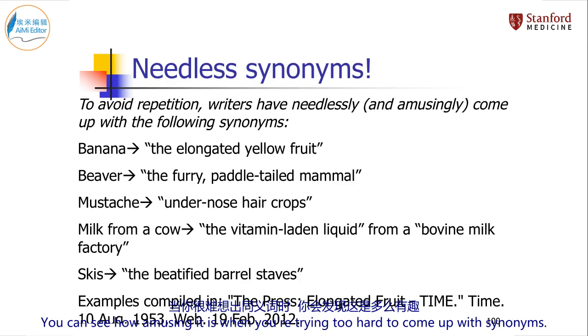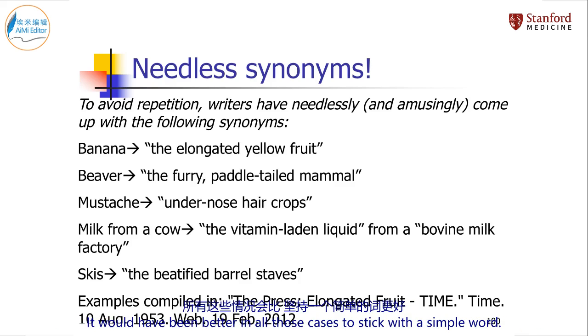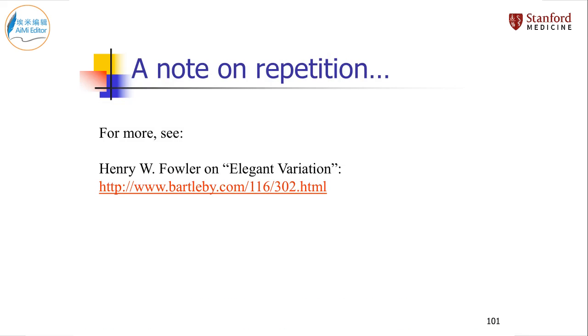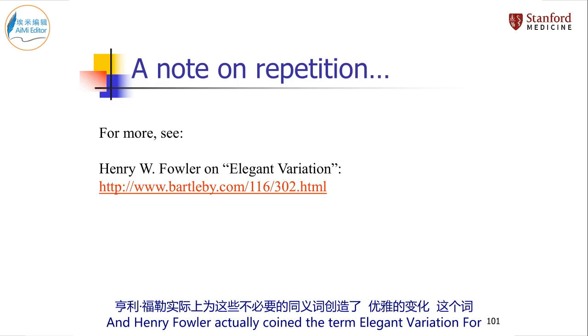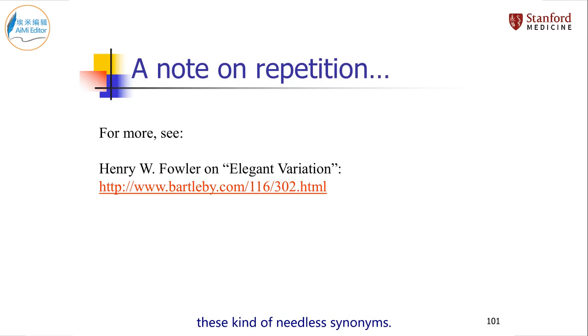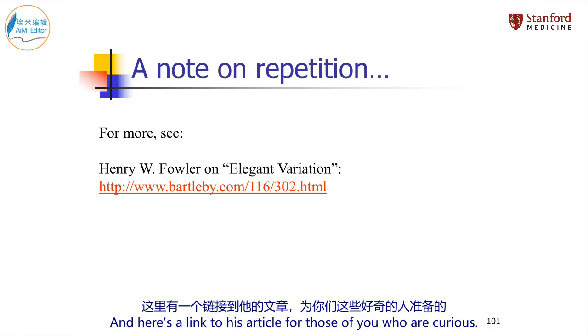You can see how amusing it is when you're trying too hard to come up with synonyms. It would have been better in all those cases to stick with the simple word. And Henry Fowler actually coined the term elegant variation for these kinds of needless synonyms. And here's a link to his article for those of you who are curious.